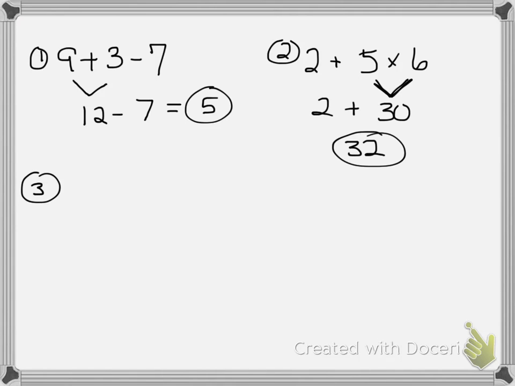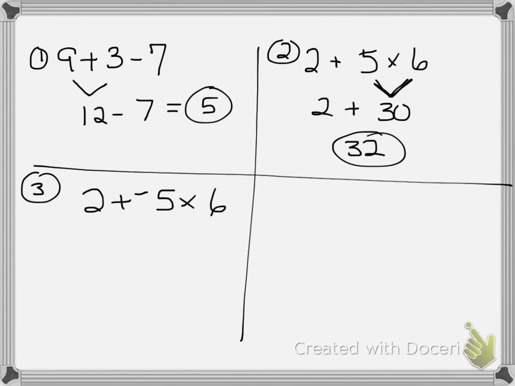Third one down. How about, let's do 2 plus negative 5 times 6. Add a negative in there. Okay, order of operations prevails. You still do multiplication first, negative 30. Now don't forget the 2. Now you can add. And 2 and negative 30 is negative 28.